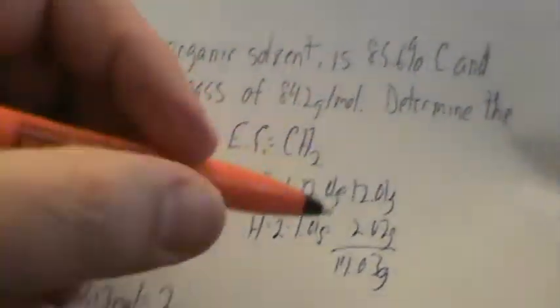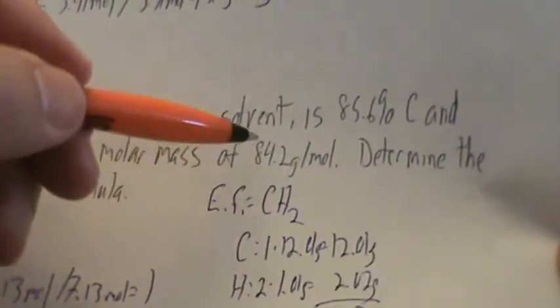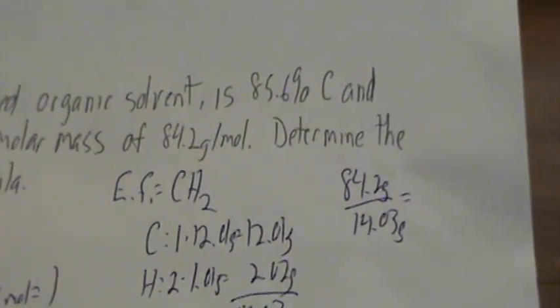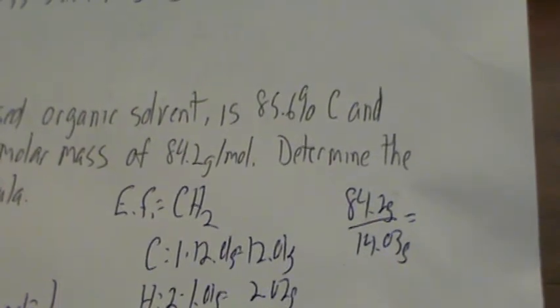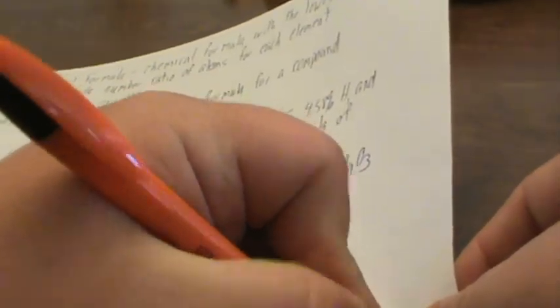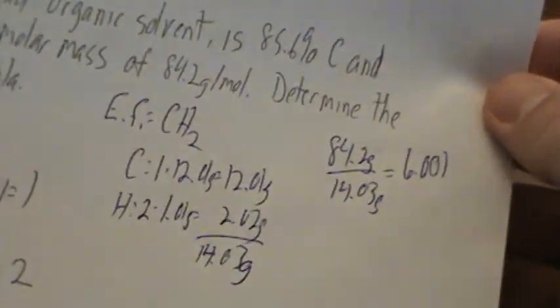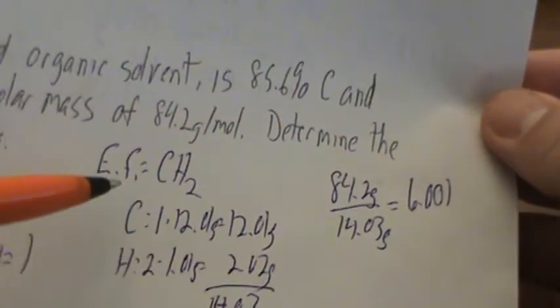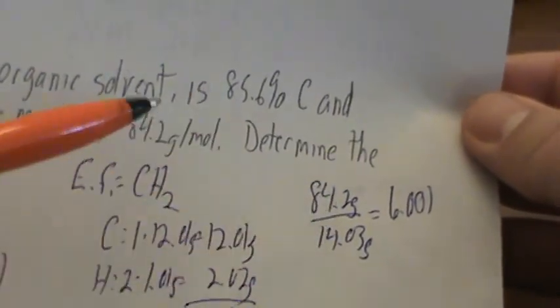So now we need to see how many times 14.03 grams will fit into 84.2 grams per mole. 84.2 grams over 14.03 grams. 84.2 divided by 14.03. I'm coming up with 6.001. So this is telling me that the empirical formula mass will fit into the molar mass 6 times.